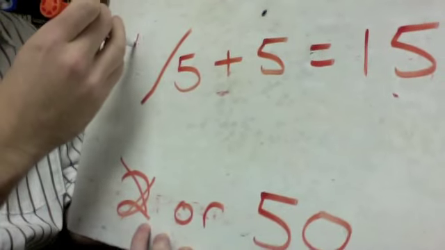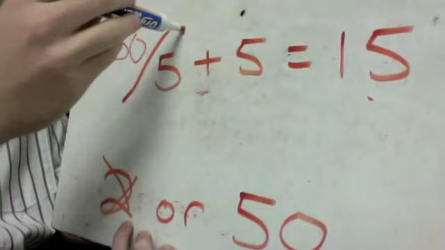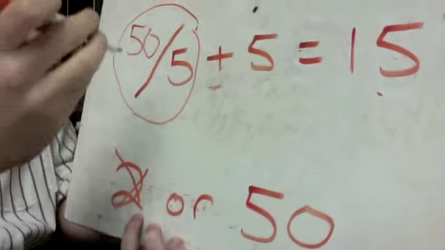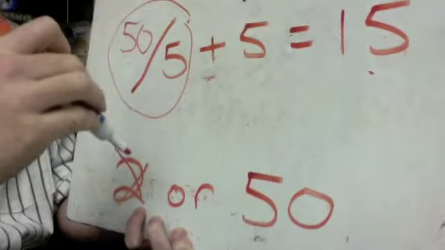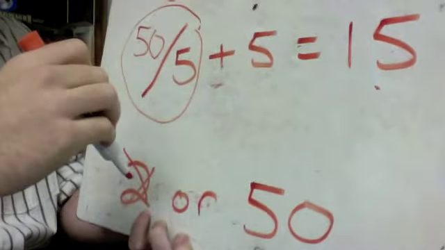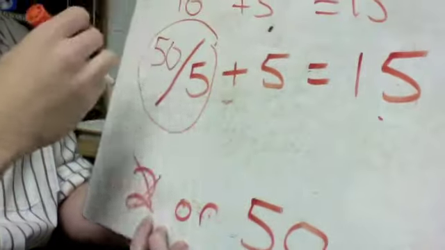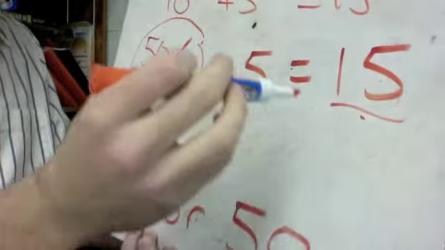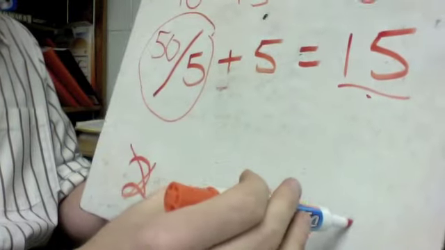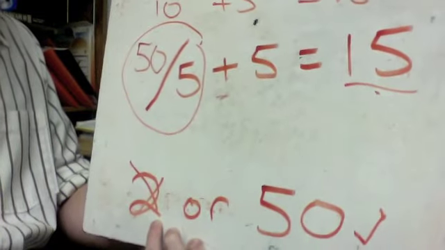So I'm going to put 50 here. Okay. So now we're responsible for 50 divided by 5. 50 divided by 5 is 10. Now we have to do 10 plus 5, and 10 plus 5 does equal 15. If it equals what it says it's supposed to equal, you know that what we put in for it, the 50, makes this number sentence true.